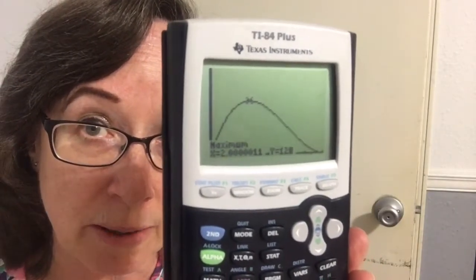You can see the cursor up there, and it says the maximum is when x is 2. And y is, remember, the volume, and y is 128. That would be in cubic centimeters, because everything was in centimeters in this problem.